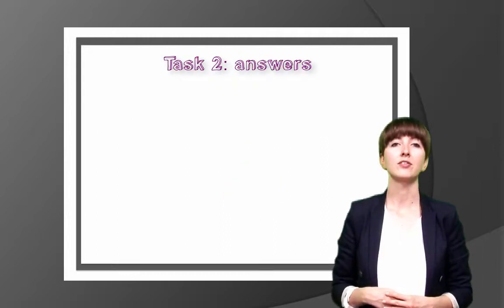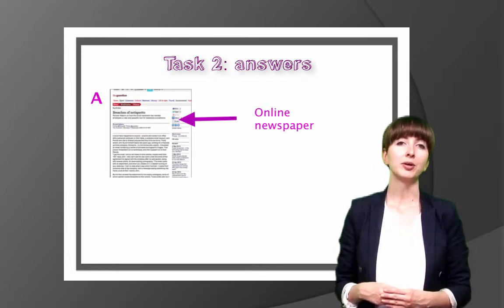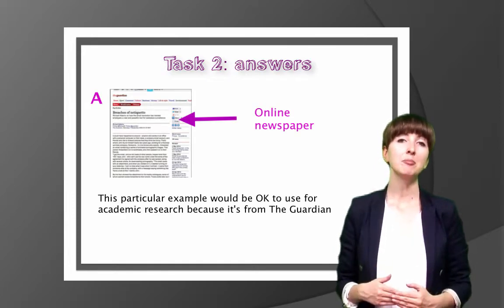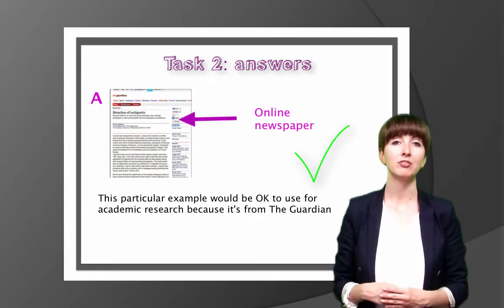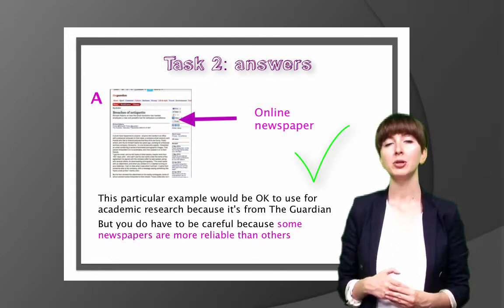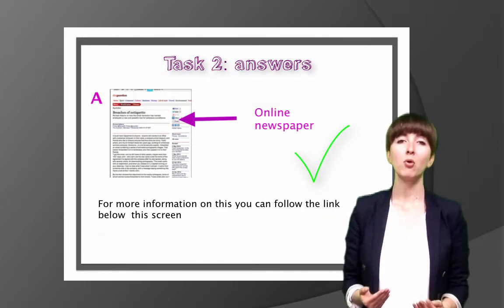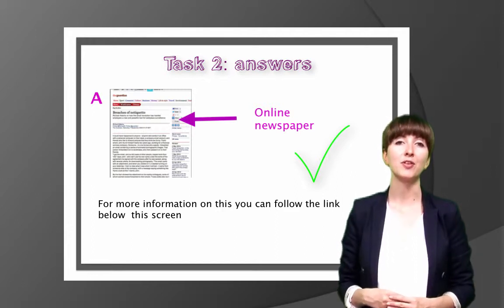Okay, let's go through the answers. So source A is from an online newspaper. Now this particular example would be okay to use for academic research because it's from The Guardian. But you do have to be careful because some newspapers are more reliable than others. For more information on this, you can follow the link below this screen.